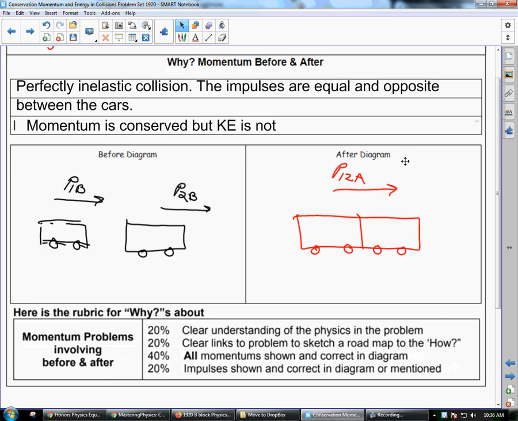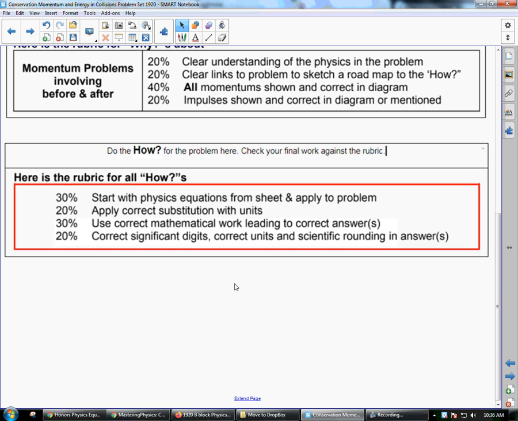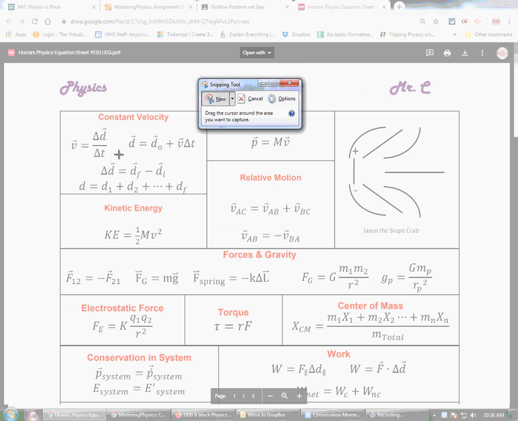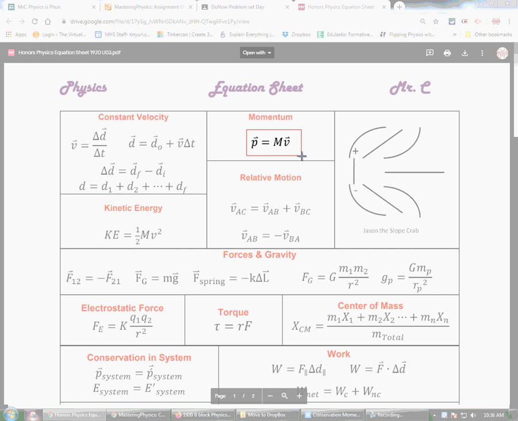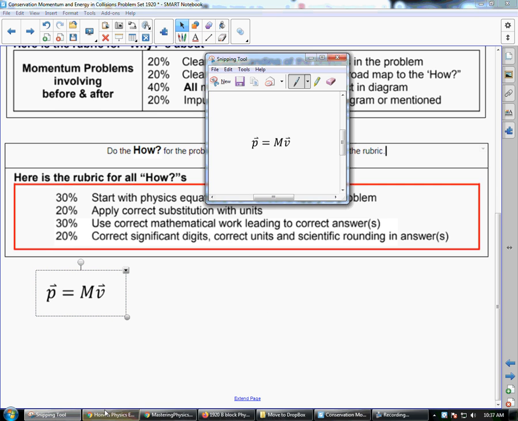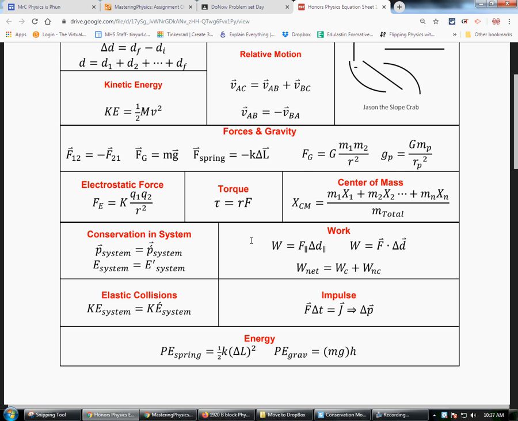Good. All right. Let's go down to our how then. Extend our page a little bit here. And so let's grab some physics equations. I know I need my equation for momentum. I'm going to put that in there. I think that's all we need.